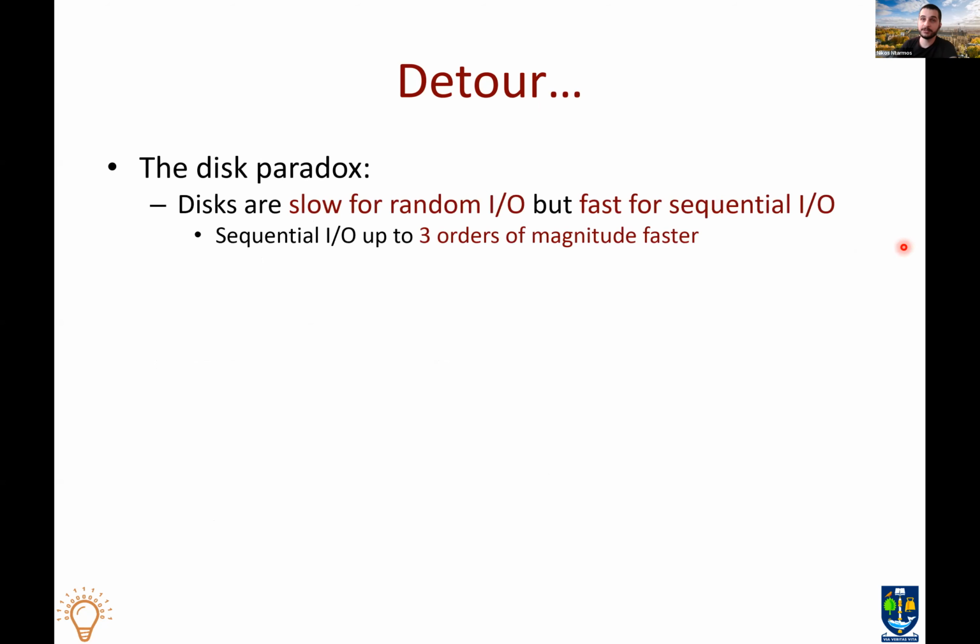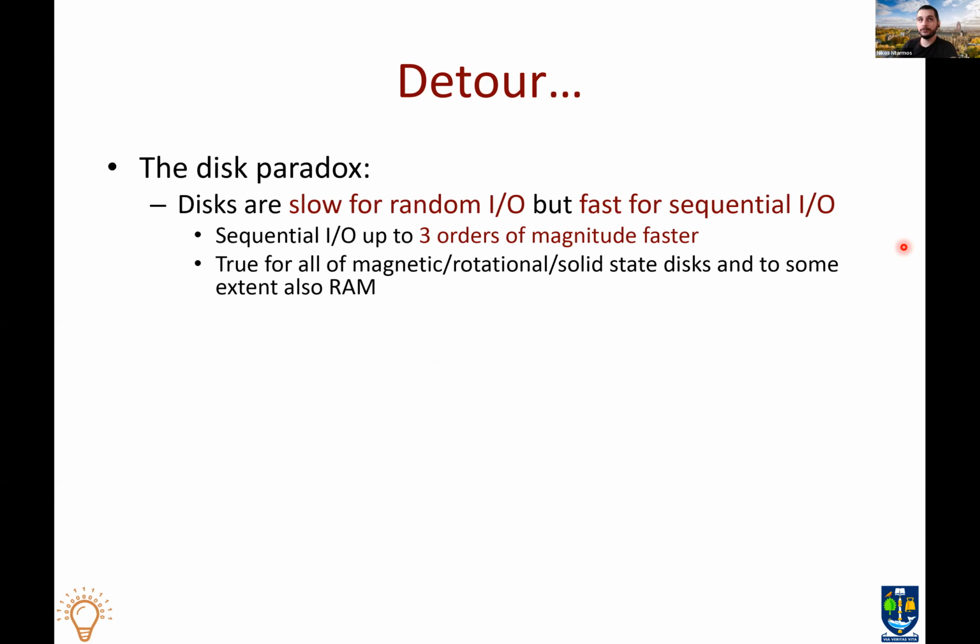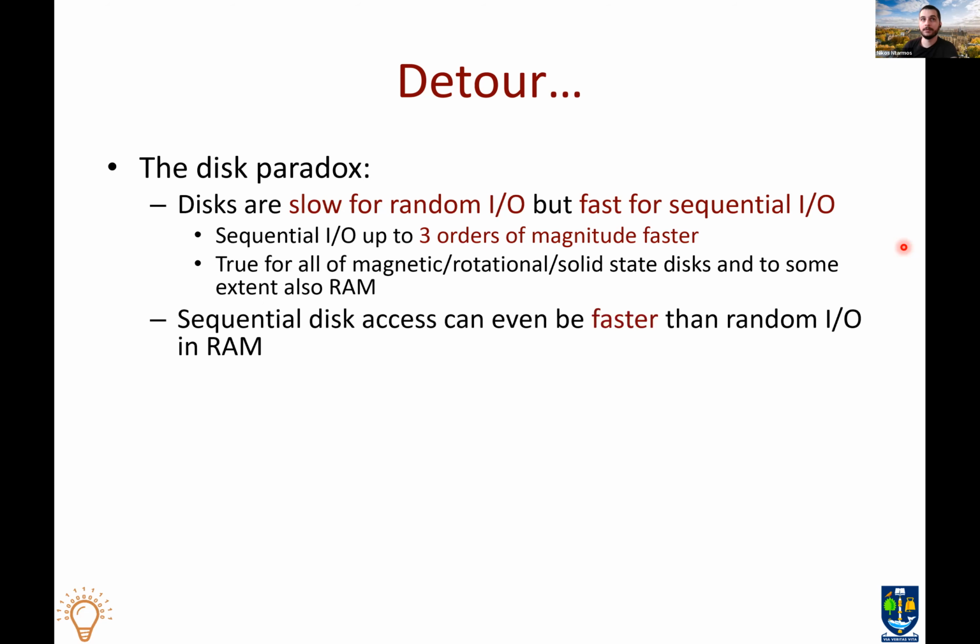Disks, we know that disks are slow for random IO. They're fast for sequential IO, and sequential IO can be up to 3 orders of magnitude faster, depending on the technology of the disk and the access pattern itself. And this is true for all disks, right? So magnetic, rotational, solid state, like NVMe, you name it. Sequential IO is always much faster than random IO. And this also, to some extent, applies to RAM. Random IO in RAM is slower than sequential IO in RAM.